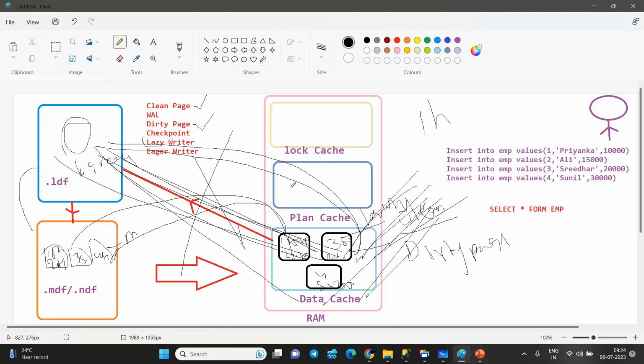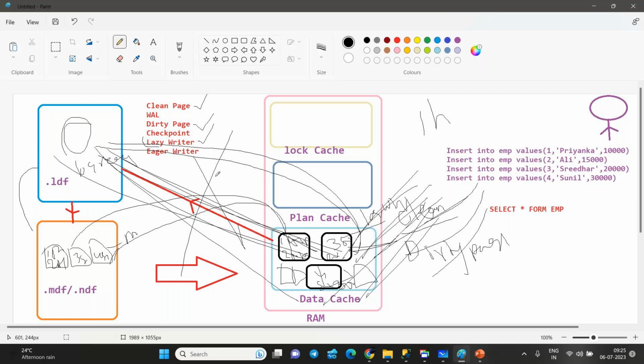So check if checkpoint is not flushing the pages. Assume you are performing insert, someone is performing update, someone is performing delete, someone is performing select operation. So all the data pages will fit in here only, right? Now what will happen when suddenly your RAM gets full, right? Then lazy writer comes into the picture.